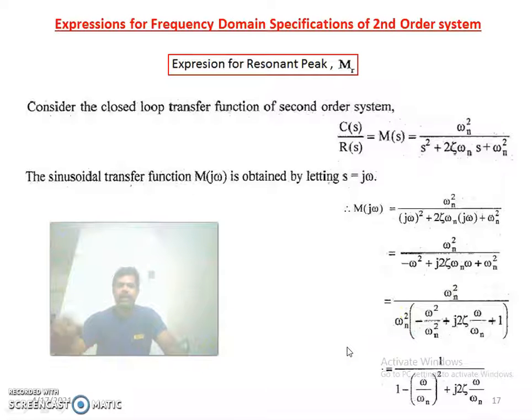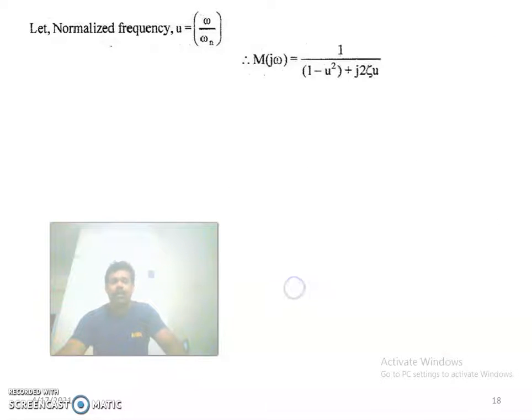So finally we are getting 1 divided by, separating the real and imaginary parts, 1 minus omega divided by omega n the whole square plus j into 2 zeta omega divided by omega n. Now we are taking omega divided by omega n as the normalized frequency u. So in the place of omega divided by omega n, we are substituting u, and we are getting M of j omega is equal to 1 divided by 1 minus u square plus j into 2 zeta u.